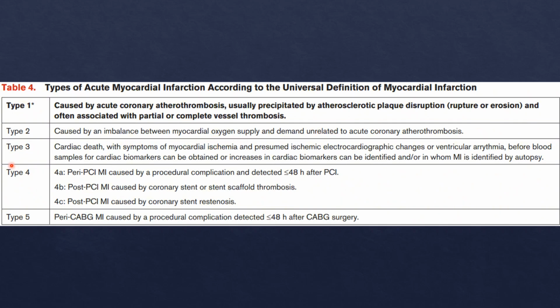Type 3 MI is usually sudden cardiac death, and type 4 is divided further into 4A, where there is a procedural complication and MI is detected less than 48 hours after PCI. 4B is caused by a coronary stent or stent scaffold thrombosis. 4C, however, is caused by stent restenosis. Type 5 myocardial infarction is peri-CABG MI, caused by procedural complications detected less than 48 hours after CABG surgery. For reference, all of the definitions of myocardial infarction that we are going to use in these guidelines are based on the type 1 definition of myocardial infarction.